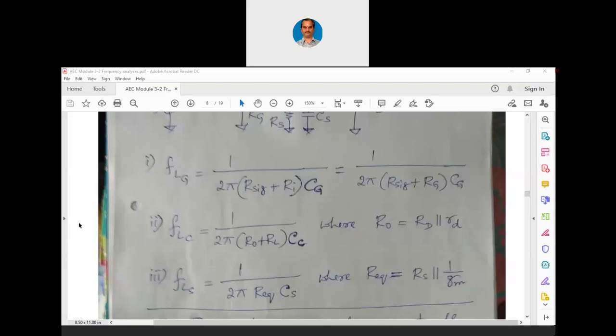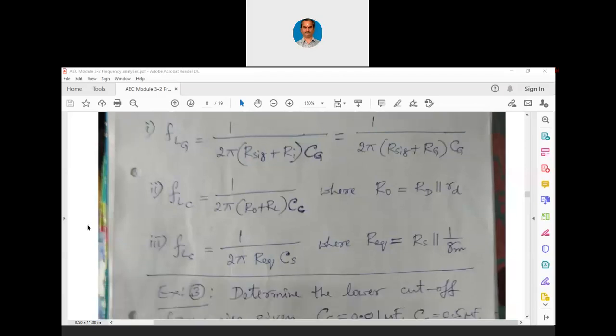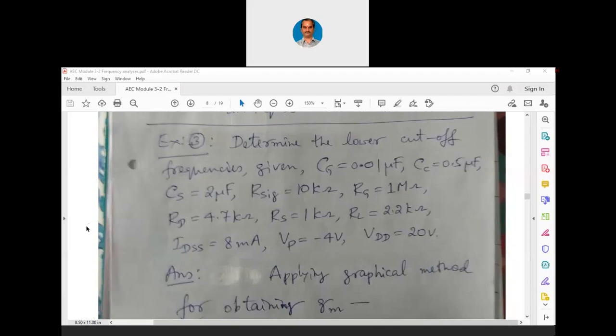For that matter, I should say that the analysis of FET is far simpler when compared to the analysis of BJT, because there is no gate current at all. So, input impedance for the FET itself can be taken as infinity, and that is how the formula becomes slightly simpler when compared to BJT. Now, using this particular formula, let us have one more exercise today for the FET.